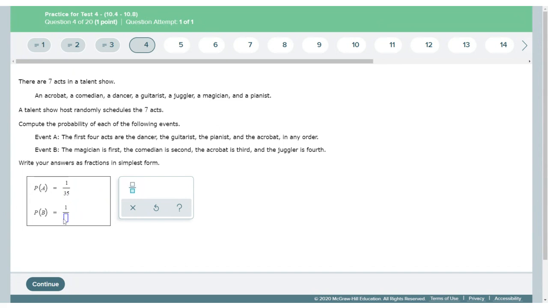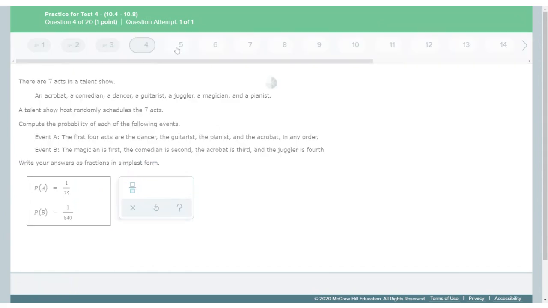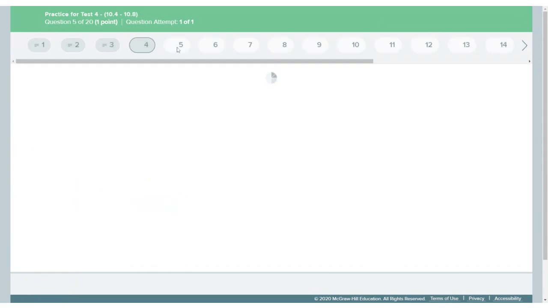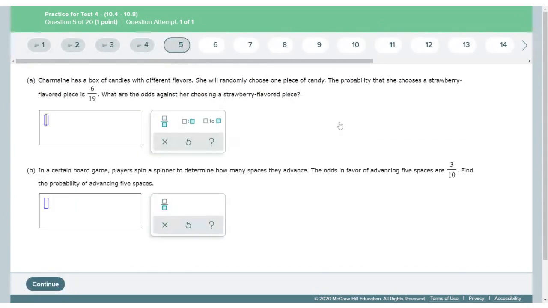I had one like this in the notes. It was about like with people with J names. Same one. All right, so this one is the first one that deals with odds and probability. Remember that we can go back and forth from odds to probability, but they're not exactly the same thing.